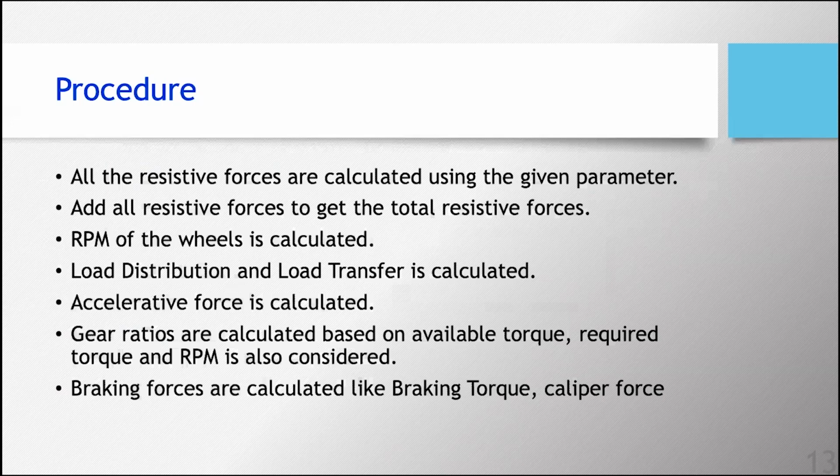Accelerative forces are calculated based on the basic formula F equals ma. Here mass is again considered the whole vehicle mass, and the acceleration, depending on the performance requirements, we change. And the gear ratios are calculated based on the available torque. I have considered a motor, a Saietta 119R motor, which gives around 33.9 Newton meter torque, and the rated RPM is 2431 RPM. Based on those and the required torque which we got from the above resistive forces and the accelerative forces, we can get the gear ratios required.